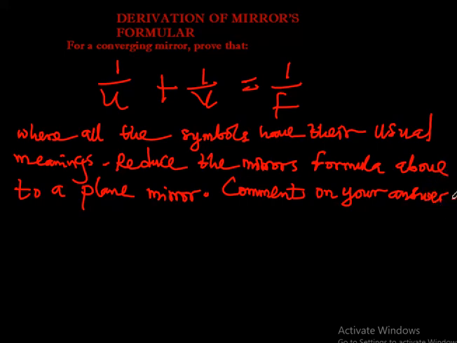Now this is a standard IJMB question, so all we need to do at this point firstly is to look at the mirror formula. In the mirror formula you have 1 over u. That u represents your object distance, while the v represents the image distance and f represents the focal length. So we have to derive an expression for this. We have to show that 1 over u plus 1 over v equals 1 over f.